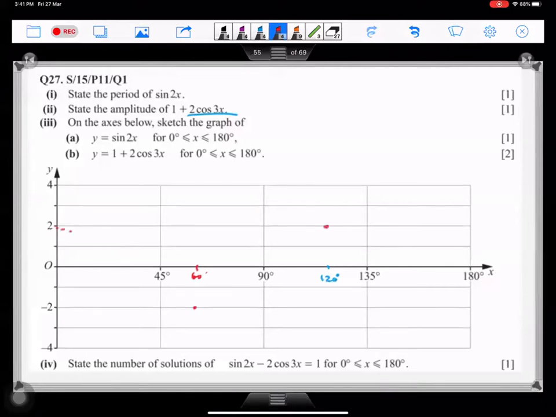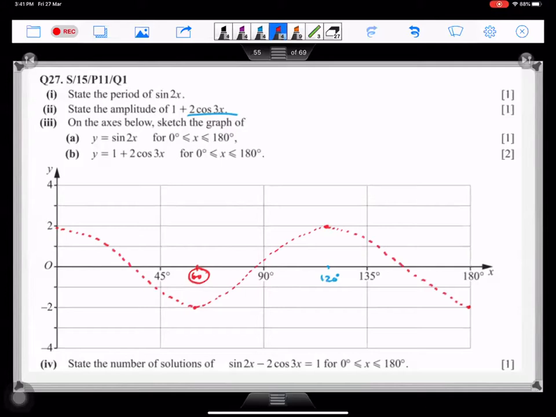Let me draw this. And that's the best I can draw. I labeled 60 closer to 45. I labeled 120 closer to 135 because this is like 15 degrees. Okay. This is one cycle and then half a cycle more. So this one is the graph of 2 cos 3x.